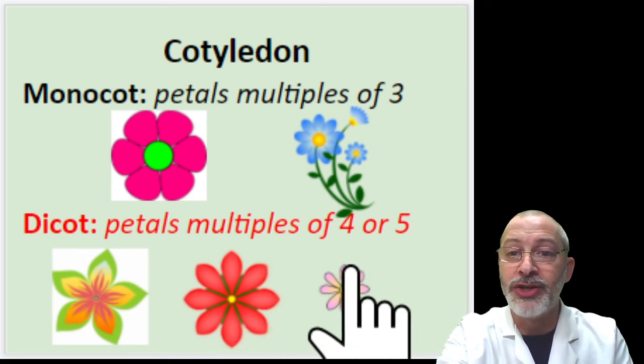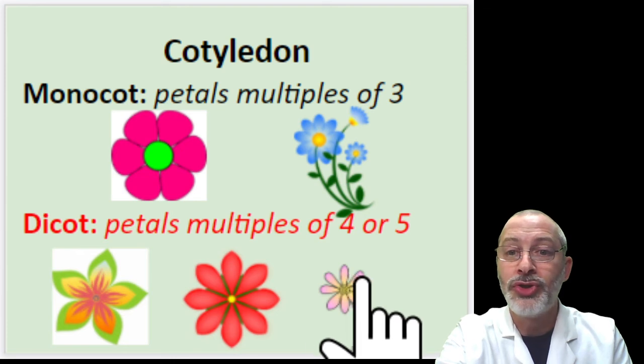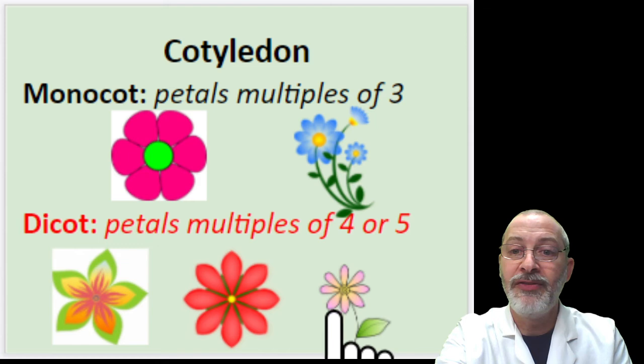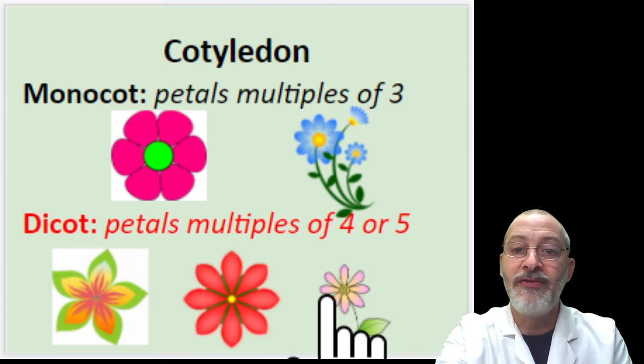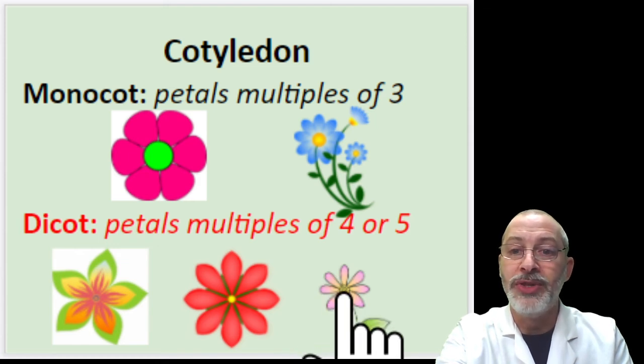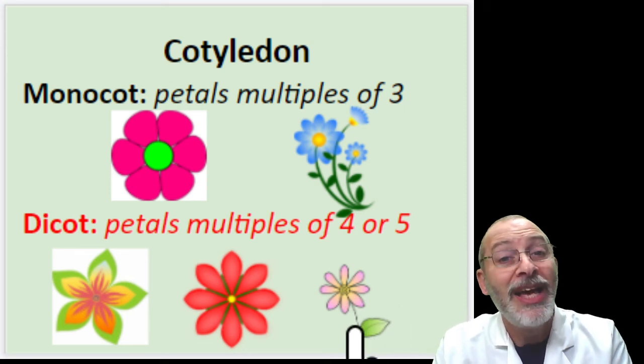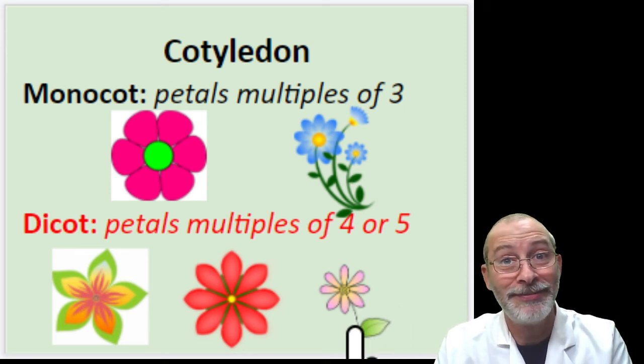Let's finally look at this one. 1, 2, 3, 4, 5, 6, 7, 8. Would this one be a monocot or a dicot? And why?